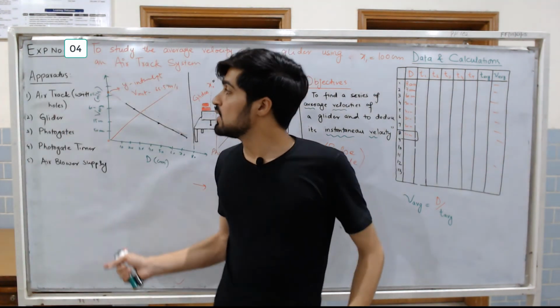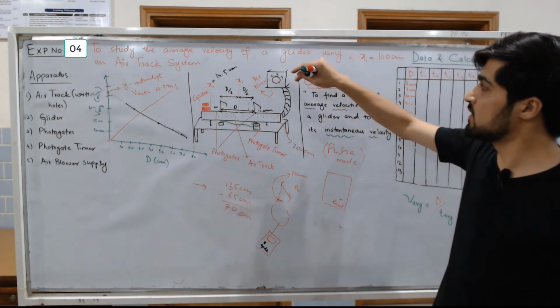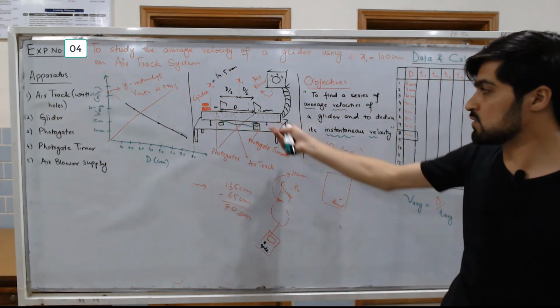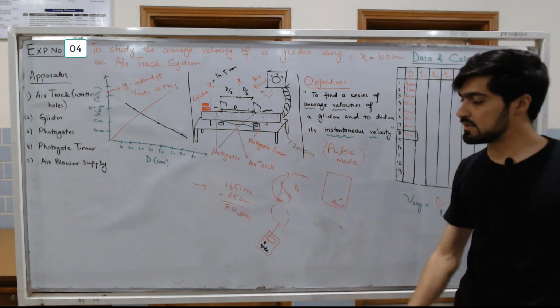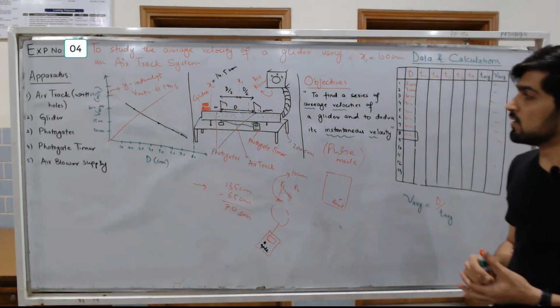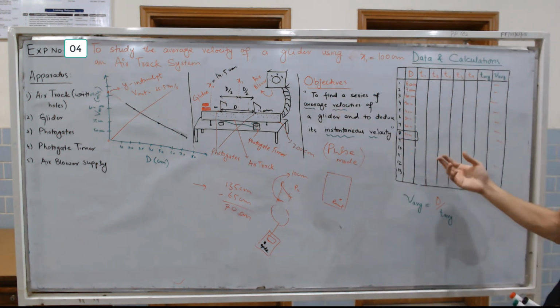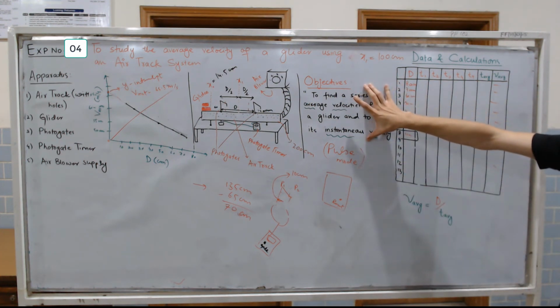This is our experiment number 5, to study the average velocity of a glider using an air track system. So this was actually the setup: the photo gate timer, the air track with holes, the photo gates, using air to reduce the friction and contact forces, and the air blower. Then we will have to fill this table according to the calculations. And the purpose, keep in mind, is very important.